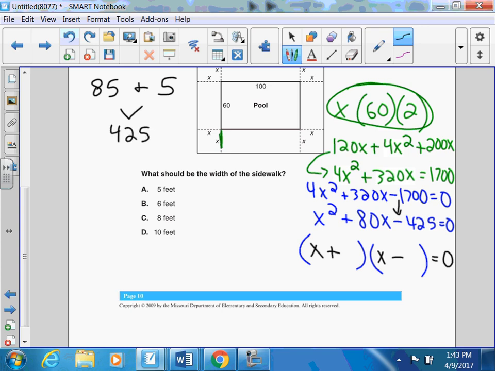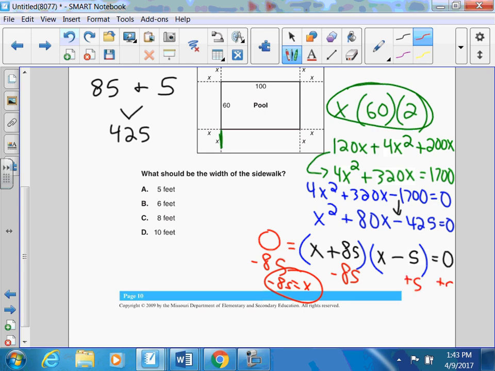Now, since I have positive 80x, I really want the 85 to be positive and the 5 to be negative. And now when I set this equal to 0 and solve, we subtract 85, x equals negative 85. You can't have a negative length, so it's not going to be that answer. Here I'm going to add 5, so x equals positive 5, and that's what it should be, 5 feet.